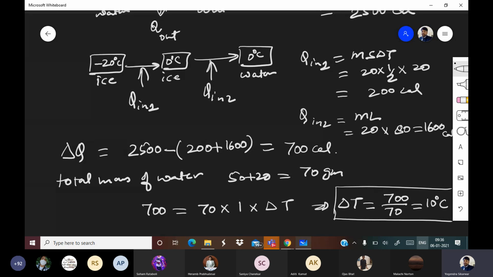Zenobia, we added 1600 also because that is also spent. 200 calories is also spent. 1600 is also spent. So total how much we have spent is 1800. Okay. Understood?